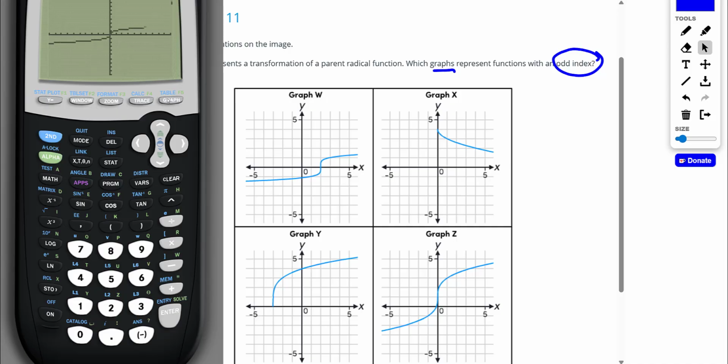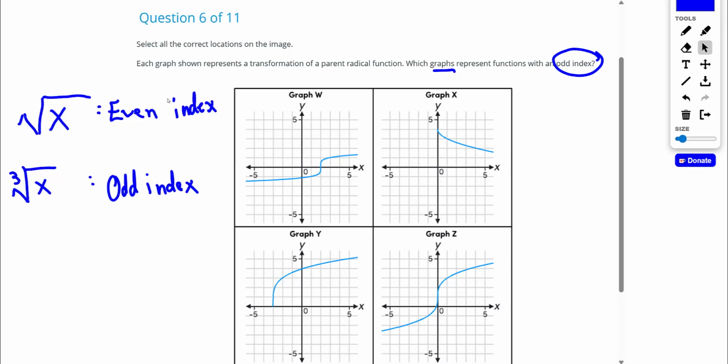And you can kind of see a cube root index, because you can take the cube root of negative numbers, has 2 ends to it. Kind of looks like an S a little bit, kind of a flat S there, but it goes both directions because cube roots, you can take the cube root of negative numbers, square roots you cannot. So the answer to this one is graph W. That's an odd index, and graph Z.